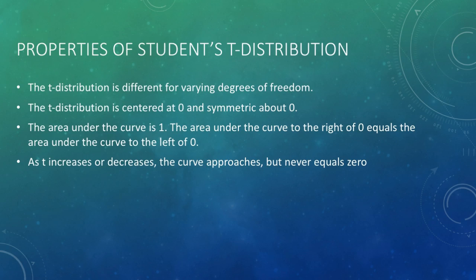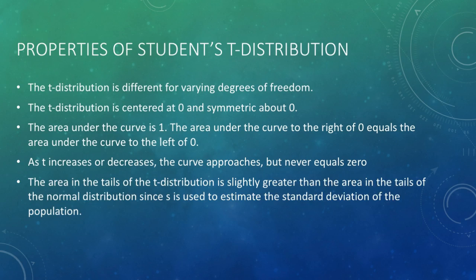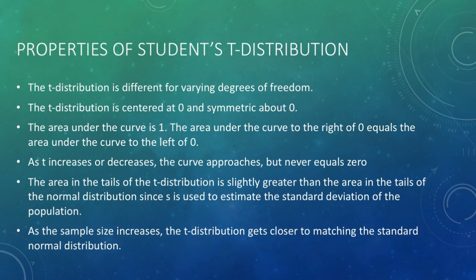As the t-value increases or decreases, the tails of the curve are going to get closer and closer to that horizontal axis, but they'll never touch it. That's the same as the normal distribution. But the area in the tails is slightly greater than the normal distribution. It's going to be a little bit higher off the axis just because of the way that the standard deviation is calculated. And as the sample size increases, the t-distribution gets closer to matching the standard normal distribution.